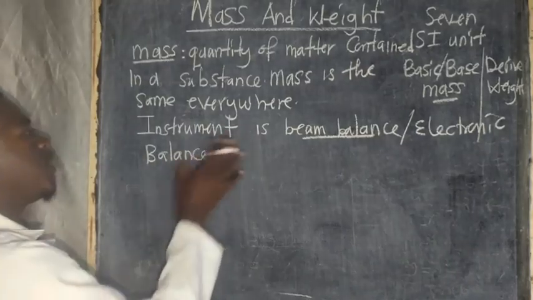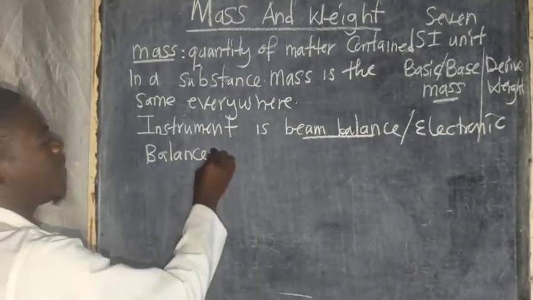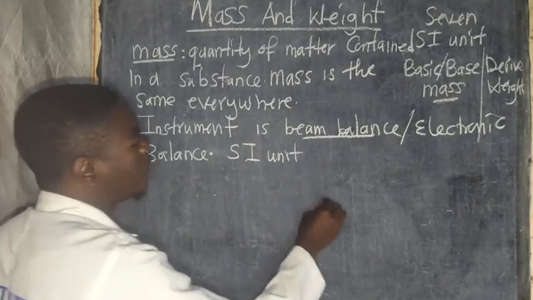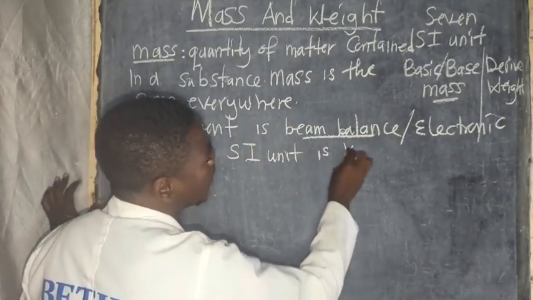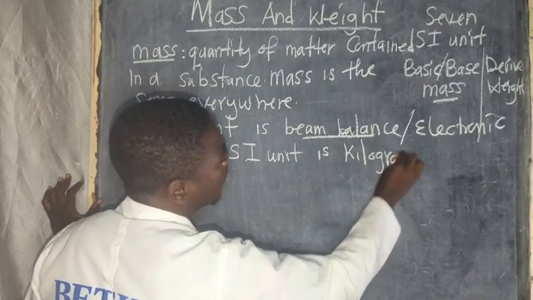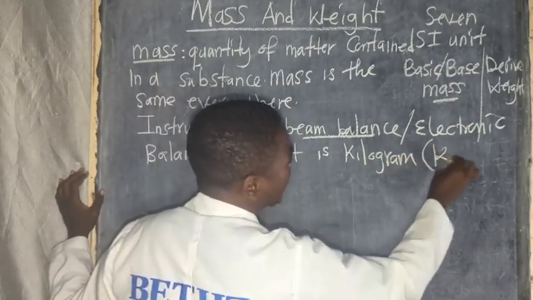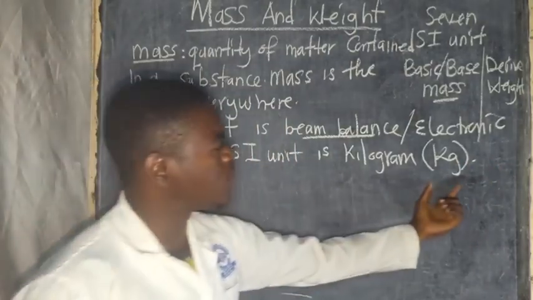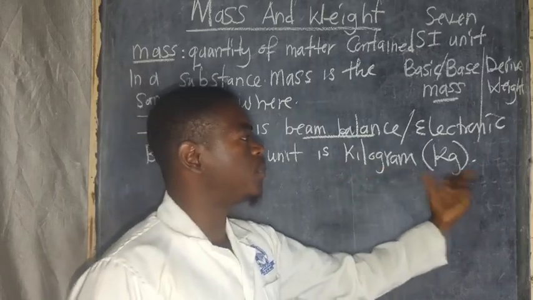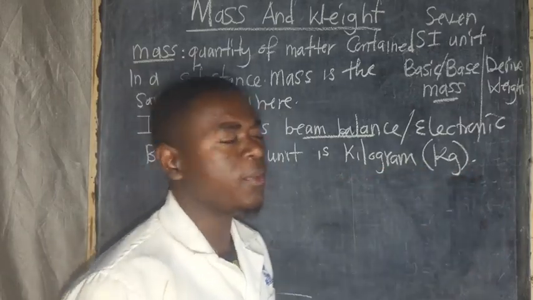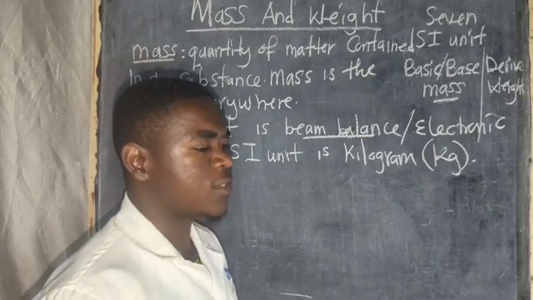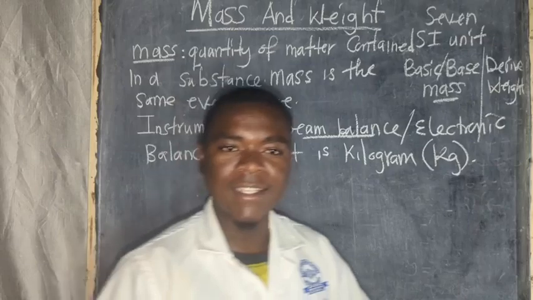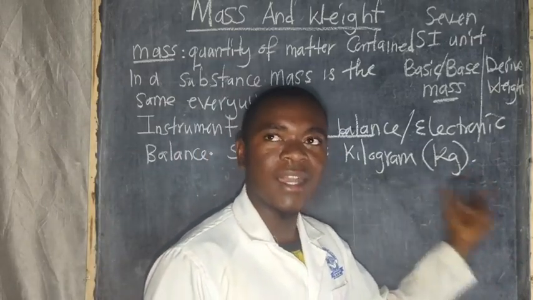Now, apart from knowing the instrument that is used, you need to know the SI unit. What is the SI unit for mass? The SI unit for mass is the kilogram. The symbol is kg. Any question that you are going to calculate in physics, you need to know that mass should be put in kilograms. So you need to make sure that the mass of an object is always in kilograms. We will always put it in kgs. So this is what you need to know and understand.